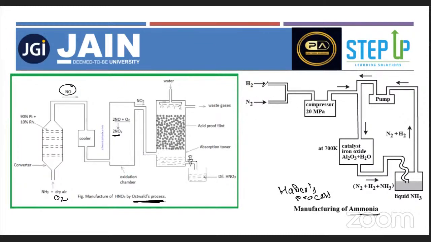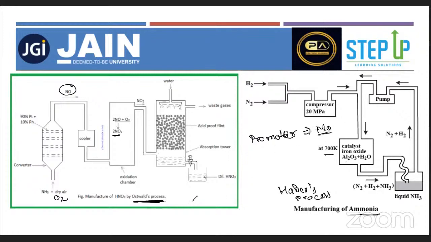And now I'm talking about ammonia. What is there? H2 plus N2 is combining. We put it into the compressor at 20 megapascal. It is passing through this, again with a catalyst, at 700 Kelvin. We are using catalyst iron oxide and H2O. Here we'll also be using promoters. Promoters are those things which will increase the activity of the catalyst. Here we have molybdenum, so molybdenum is the promoter here.